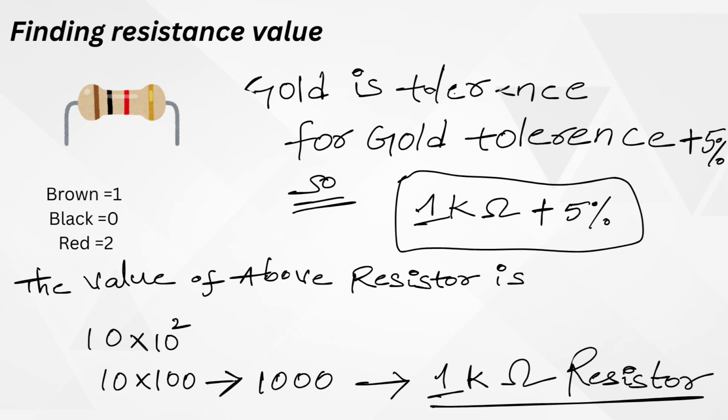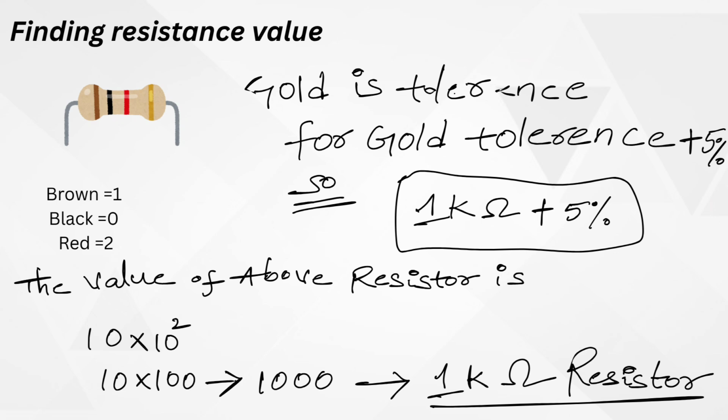Red color has 2, meaning 10 to the power of 2. That's why we are assigning red as 10 to the power of 2. When we multiply 10 into 10 to the power of 2, we get 1000, meaning 1k ohm. That means the resistance of this particular resistor is 1000 ohms. We also say 10k ohm. This is the process of how we find out the resistance value.